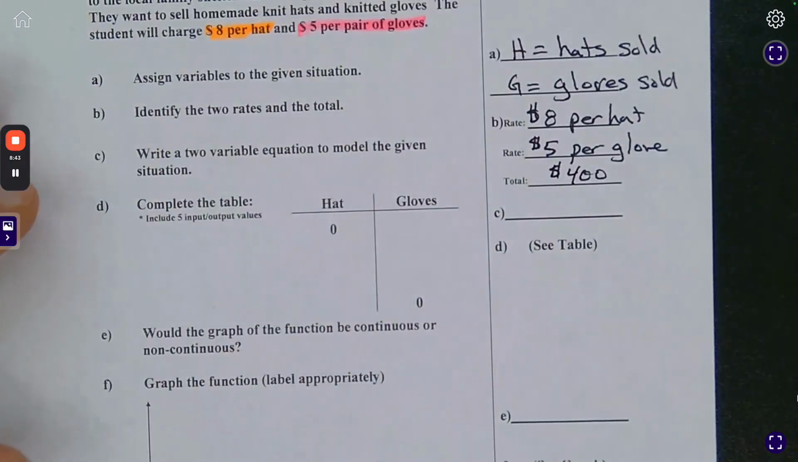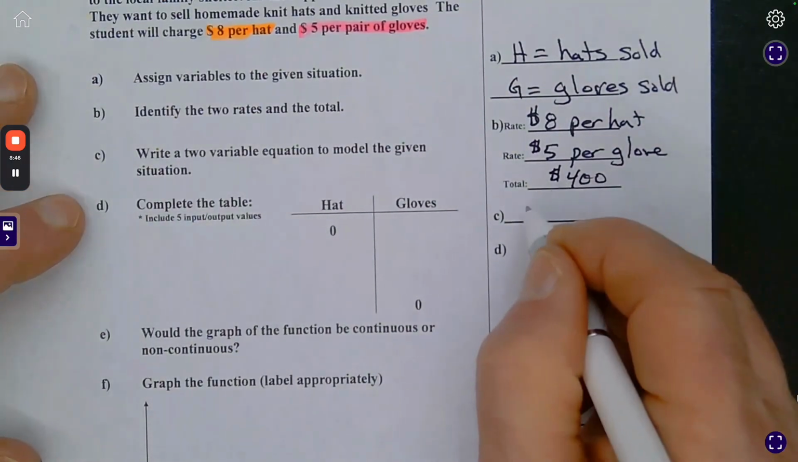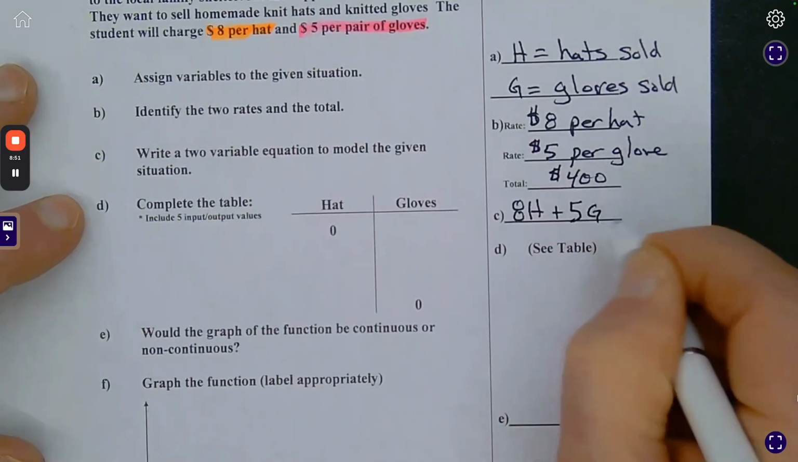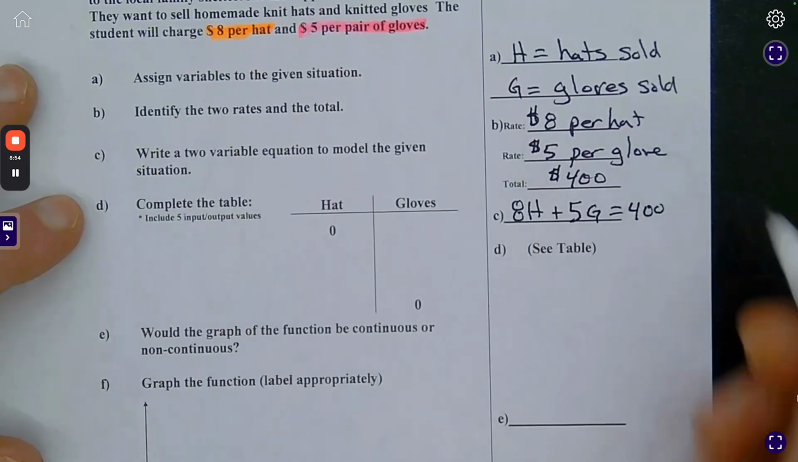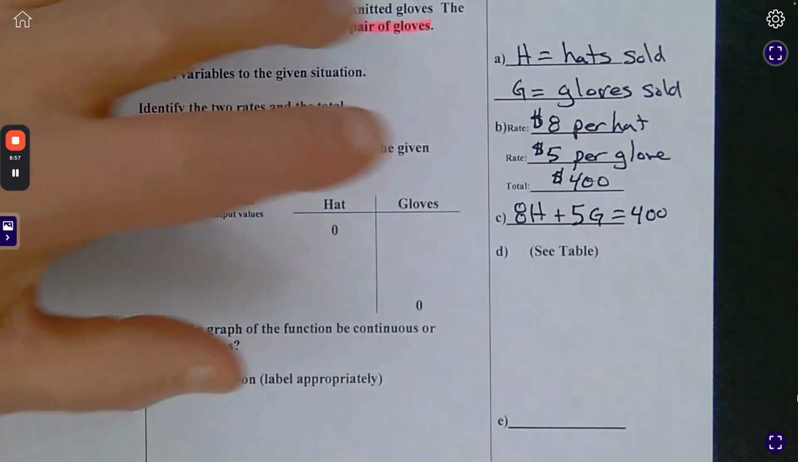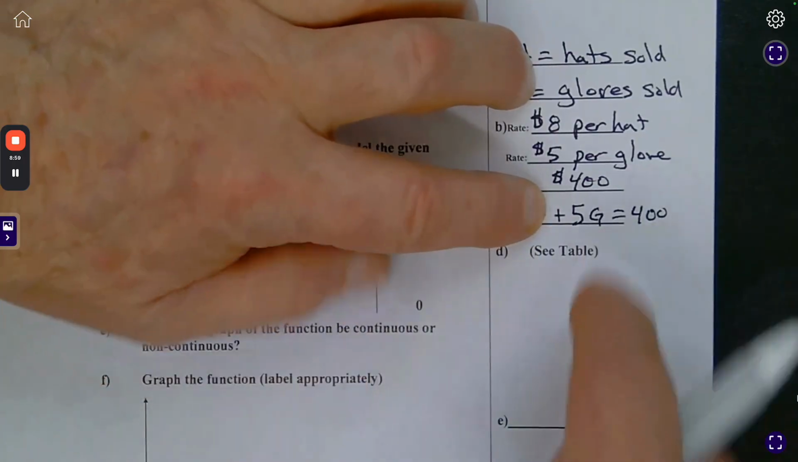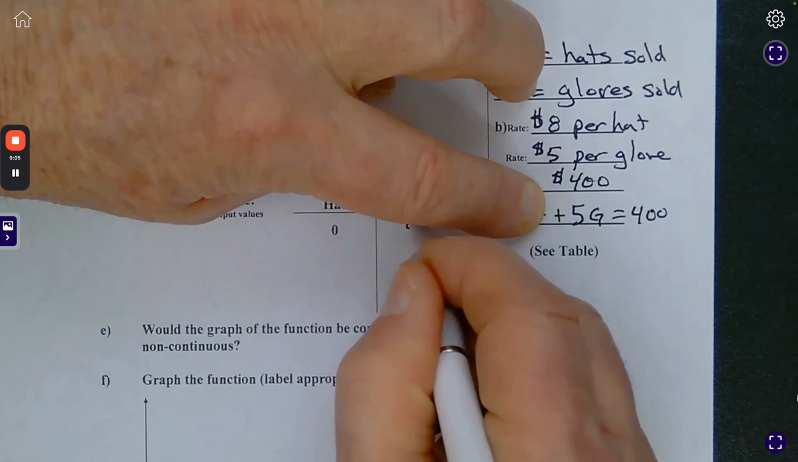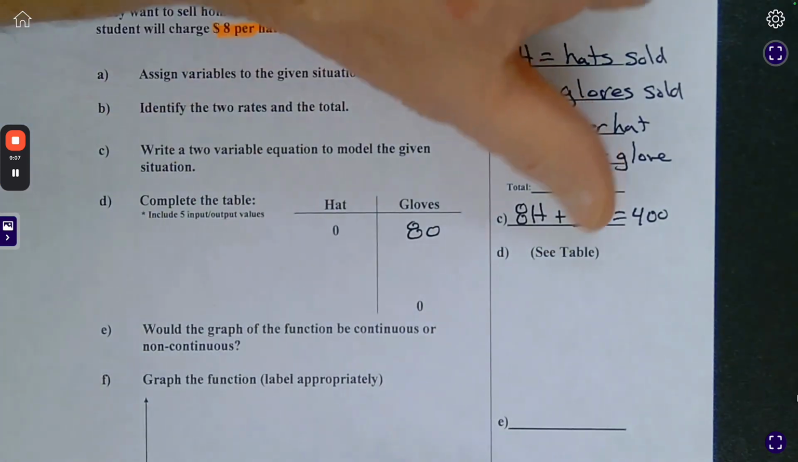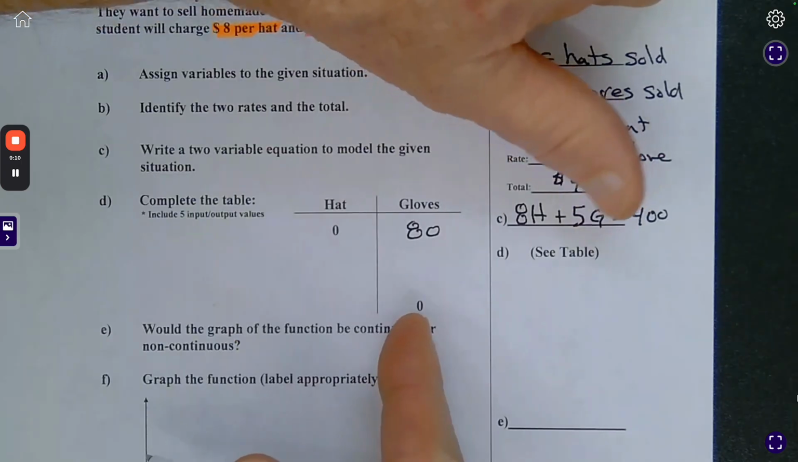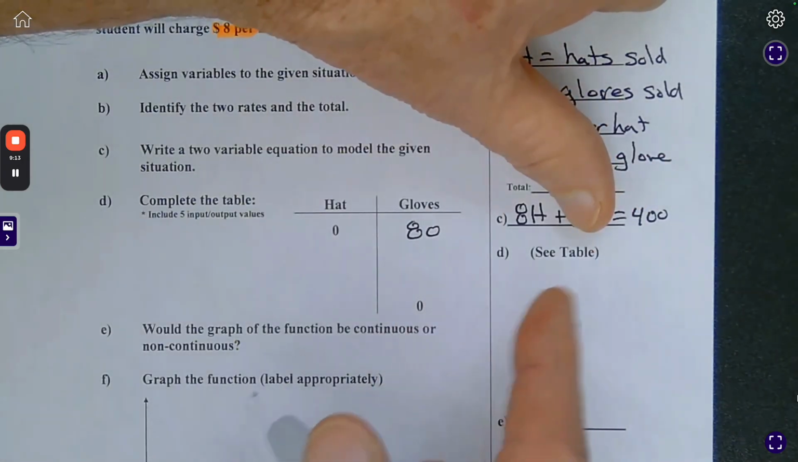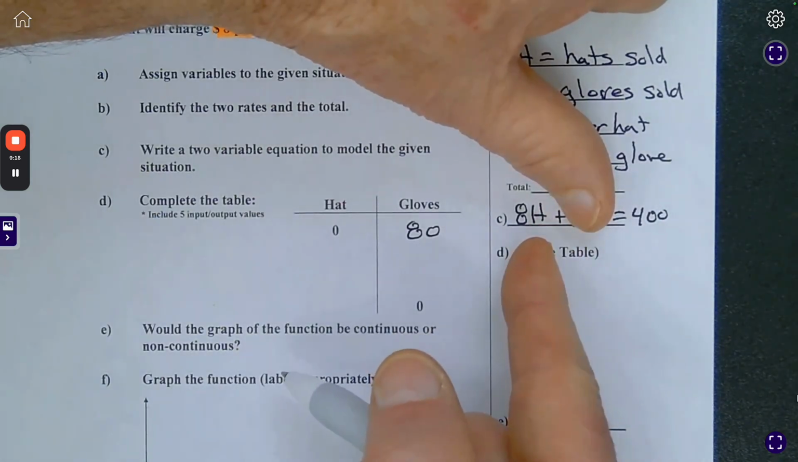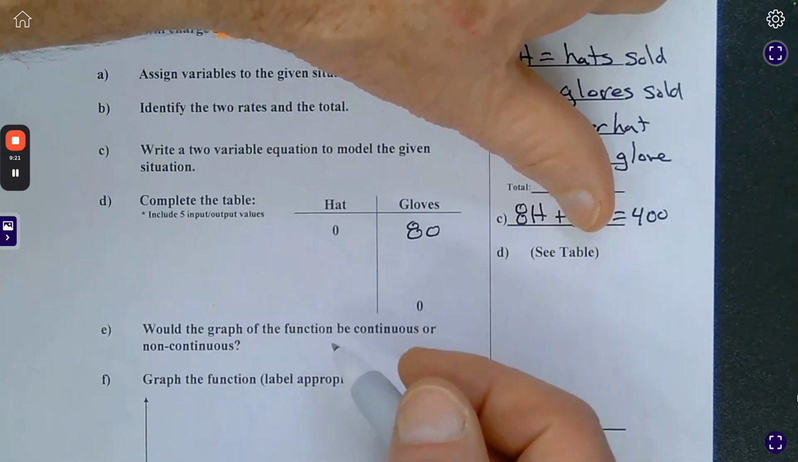Let's do it. If 0 hats were sold, well, we have to make a model first. I know that $8 times every hat that was sold plus $5 times every pair of gloves sold is going to equal $400. So if I sold 0 hats, I divide 400 by 5 to figure out the number of gloves. That's 80. If I sell 0 gloves, then this goes to 0 and I only sold hats. How many hats did I sell to earn $400? I take the total and divide it by the rate. That'll tell me how many. 400 divided by 8 is 50.